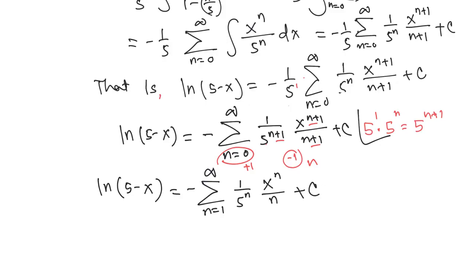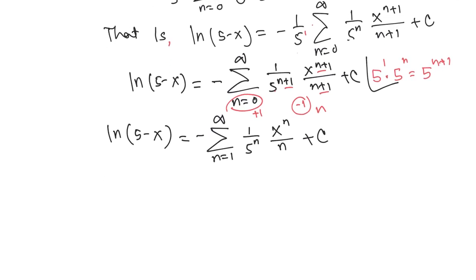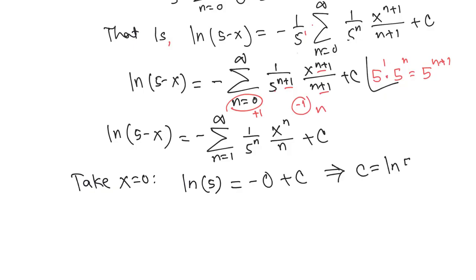Now, to determine the value of c, we are saying the left-hand side is equal to the right-hand side. We can take x equal to some value. The easiest would be 0. Take x equals 0. The left-hand side is the natural log of 5, which equals negative, and when we take 0, 0 raised to n is 0, so this will be 0 plus c. That gives us c equals the natural log of 5, which is a decimal number.